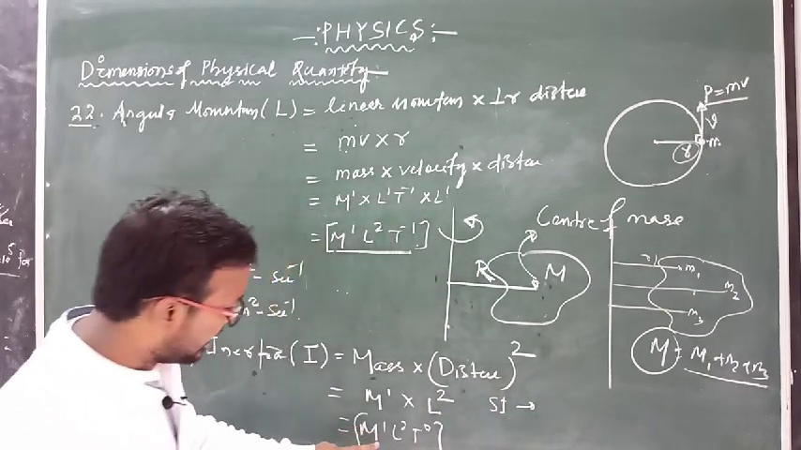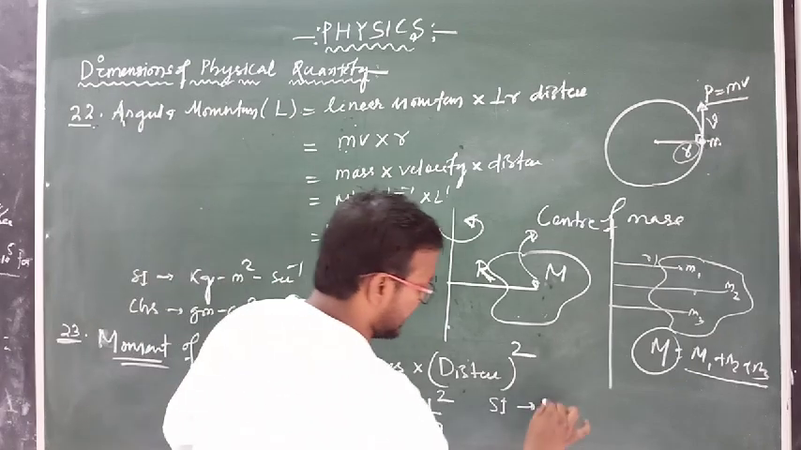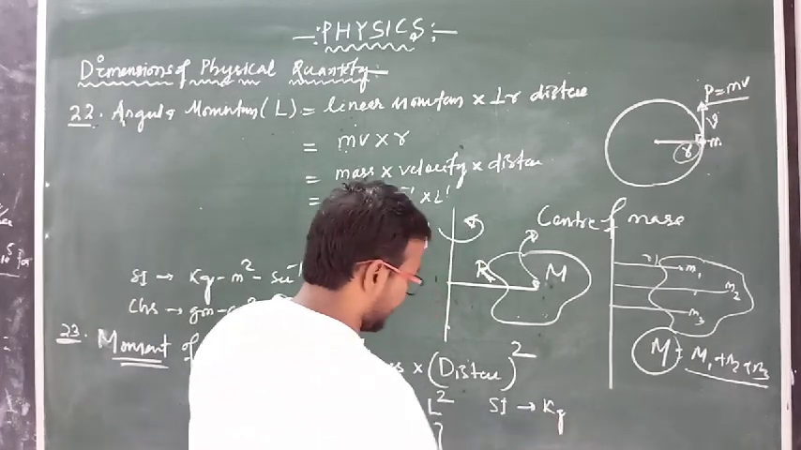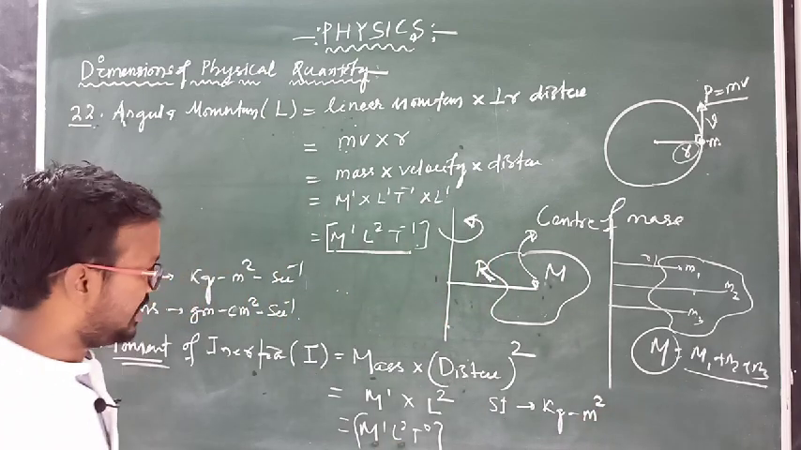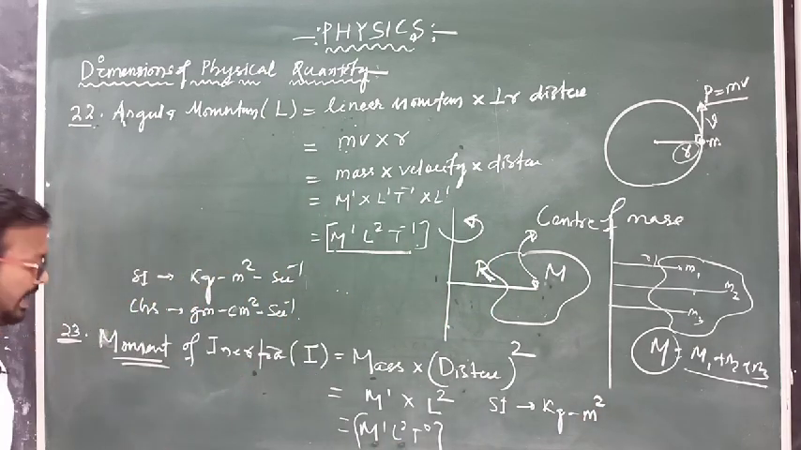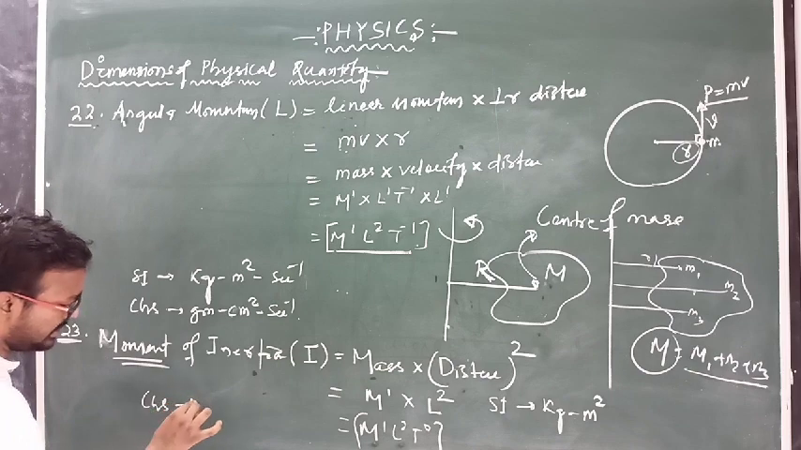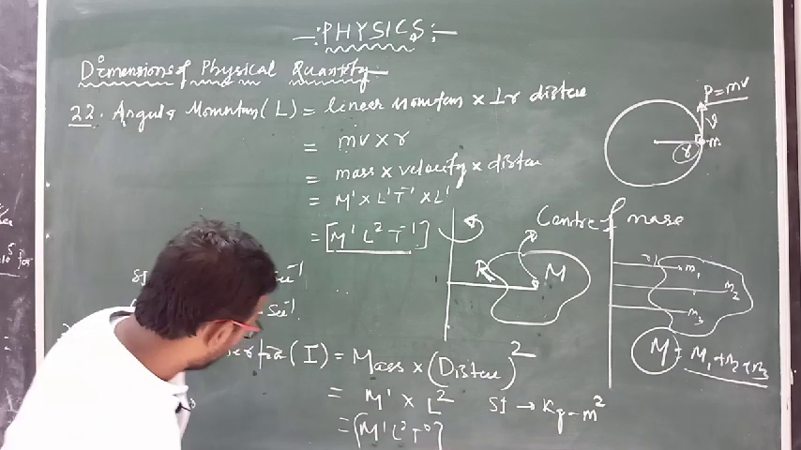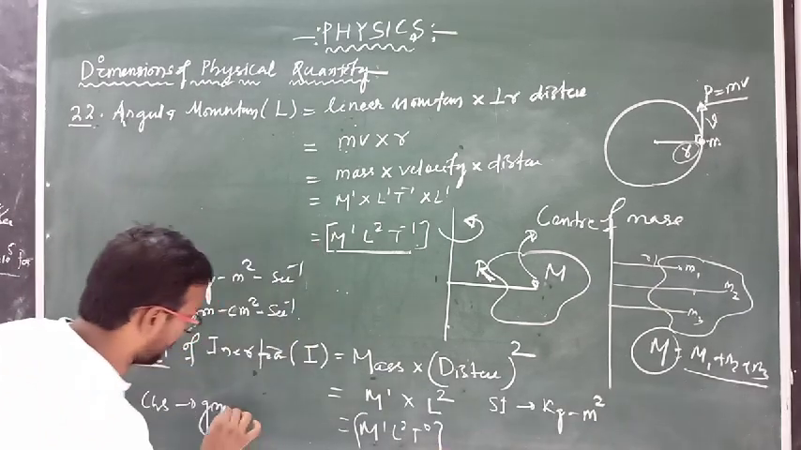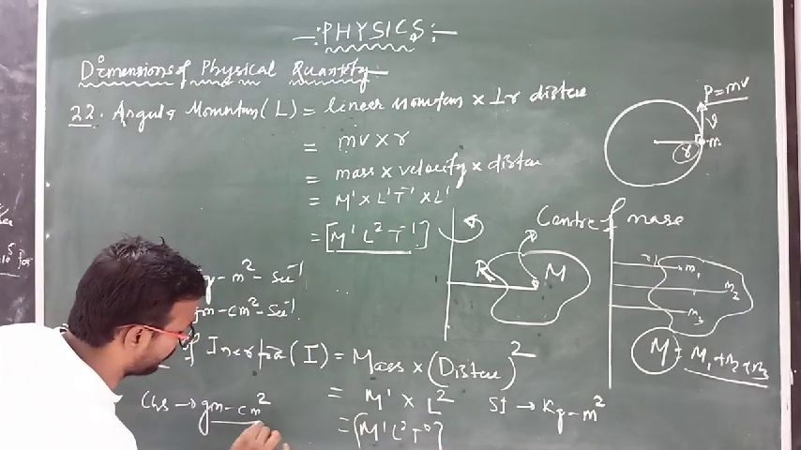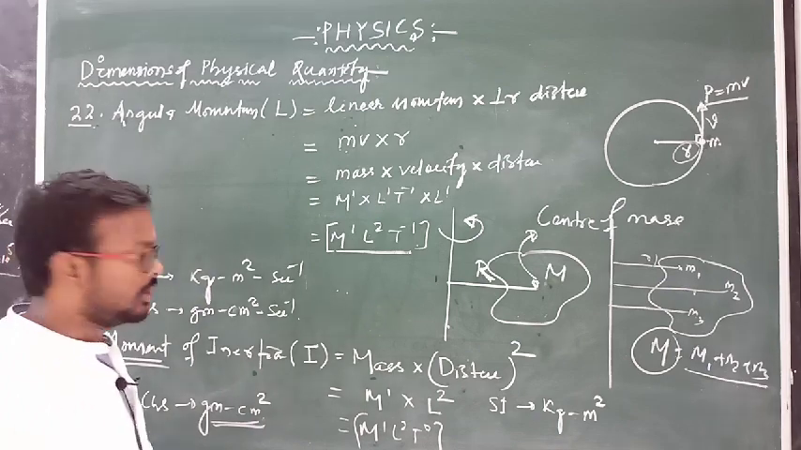That is, you can write from this relation or dimension, kg. Here meter square is the SI unit of moment of inertia, and you can write also the CGS unit. Here kg, we can write here gram, and here meter square we can write centimeter square. Clear? Okay.